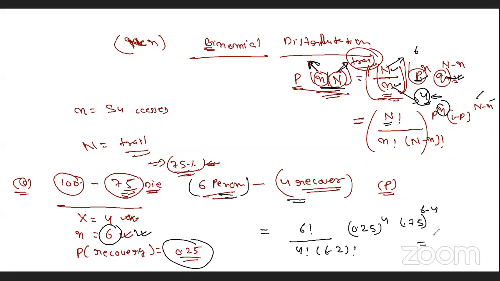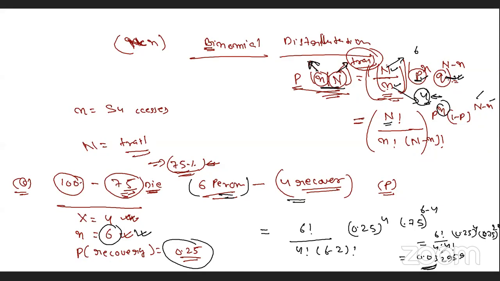Now, calculation-wise, you will find that 6 factorial by 4 factorial, 2 factorial, times 0.25 to the power 4 times 0.75 to the power 2. If you solve this one, you will get around 0.032959. I already have this calculation with me. So this is the probability that you will find.